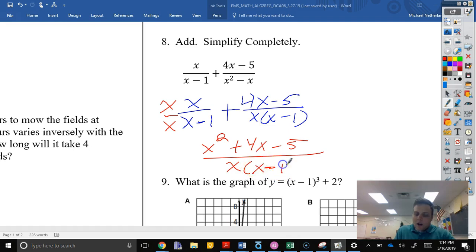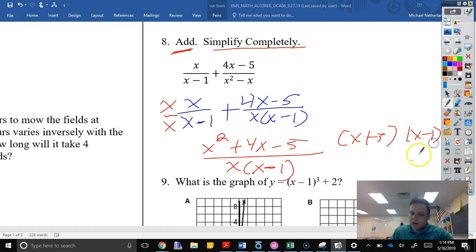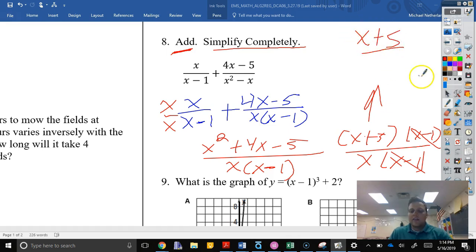Now, some people might say, oh, we're done. Well, it didn't say just add. What did it say? Simplify completely. So that means I also need to try to factor and cancel stuff out. Okay? So the factors of this guy right here, you can tic-tac-toe it, and you would get x plus 5 times x minus 1 all over x times x minus 1. Okay, well, what can I do from there? That's right. I can cancel out the x minus 1s, and I'm left with x plus 5 over x. And that is as factored as you can do. All right, so let's move on to problem number 9.